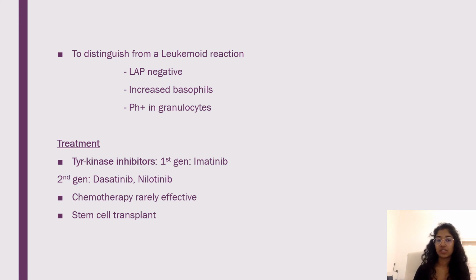Chemotherapy in general is rarely effective against CML, and in the case of tyrosine kinase inhibitors not performing their job, that is, in the case of such therapy failure, you can make use of stem cell transplant.